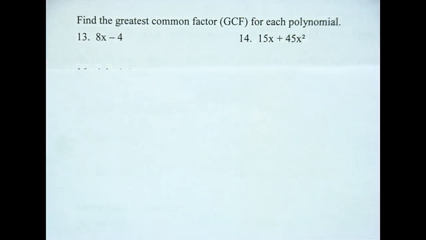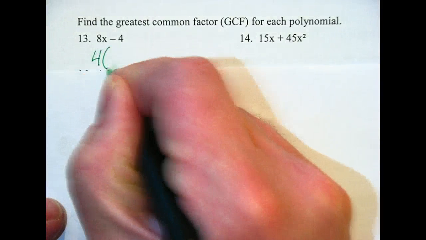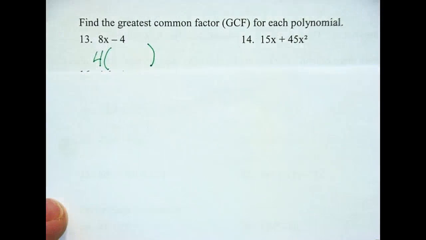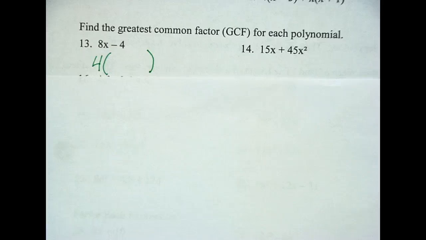So right now, we're just going to find the greatest common factor. And the way I want you to write this, please, is to write it with a 4, and then I just want you to put a parenthesis after it, just for now. Okay? All right. Go ahead and try number 14 there. Figure out what you think the greatest common factor is on your own.